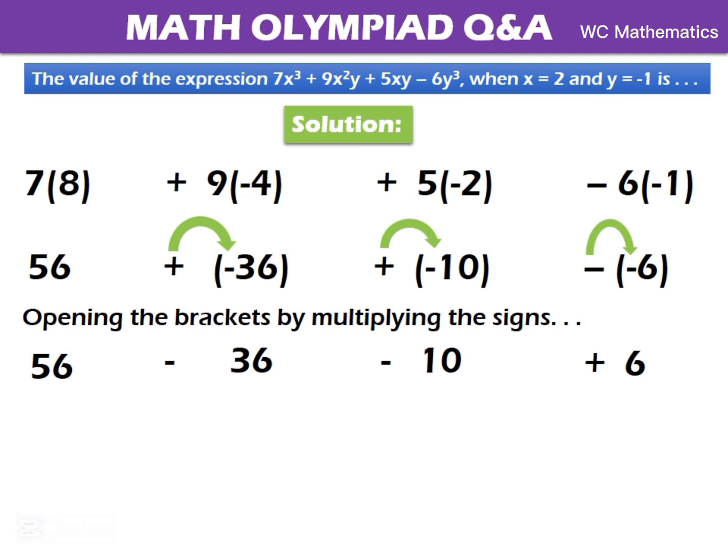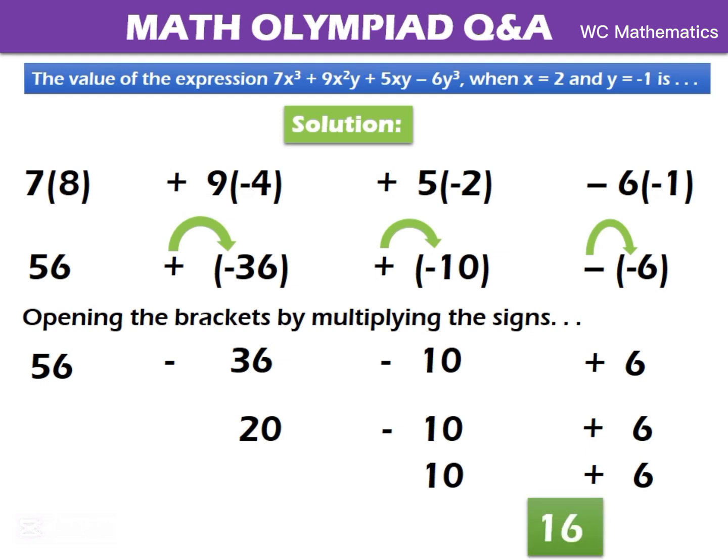All right then, 56 minus 36 will give us 20, minus 10 plus 6. And 20 minus 10 will give us 10 plus 6. And then finally, 10 plus 6 will give us 16. That's the final answer, and that's the value for that expression when x equals 2 and y equals minus 1.